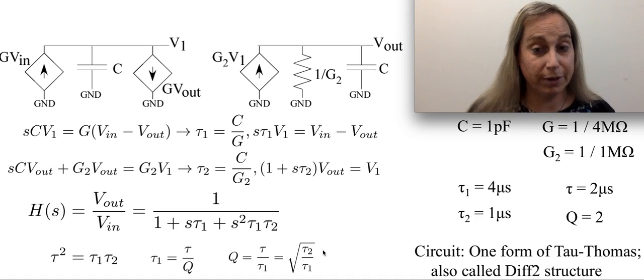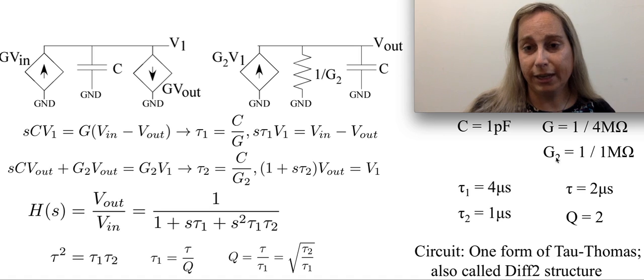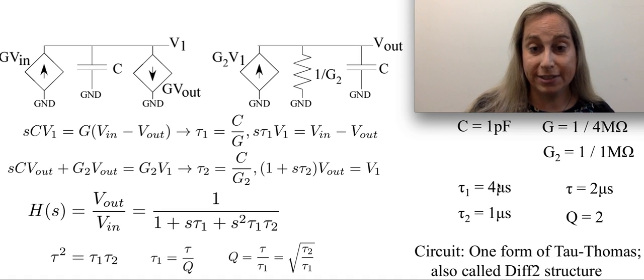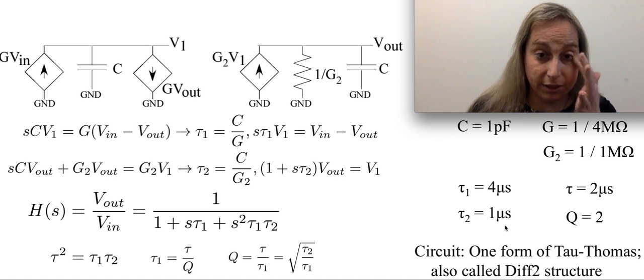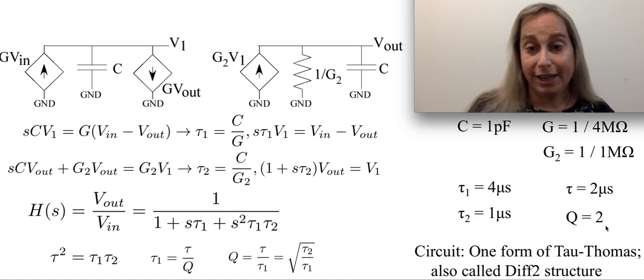So things don't move very much, but you could imagine, for example, say the capacitance is 1 picofarad, the conductance G is 1 over 4 meg, and G2 is 1 over 1 meg. What I end up finding for the time constants is 4 microseconds and 1 microsecond. As a result, I'm going to find that my Q is going to end up being a half, and my tau is going to be 2 microseconds in this case.